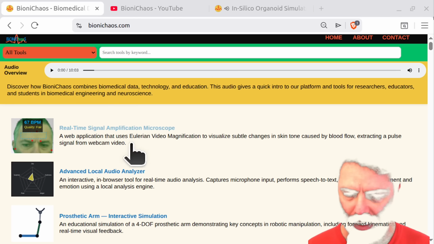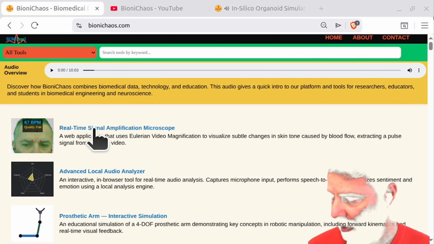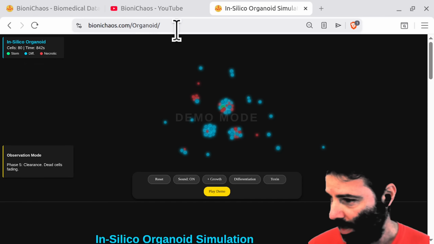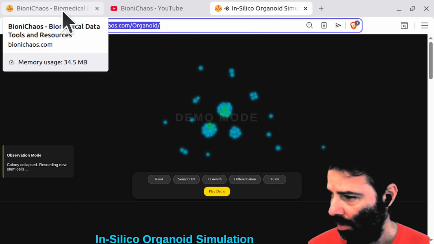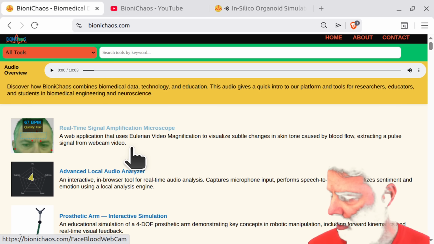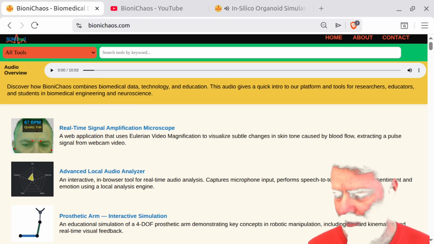Yeah, so eventually this web application goes on to bionicchaos.com. It's actually already there. That's the URL. Yes, I see the bionichaos.com/organoid URL in the address bar.